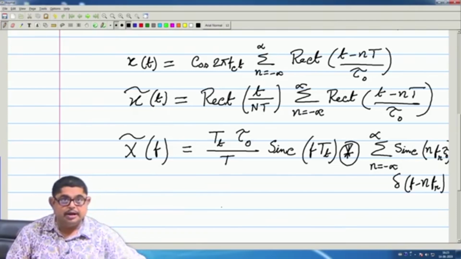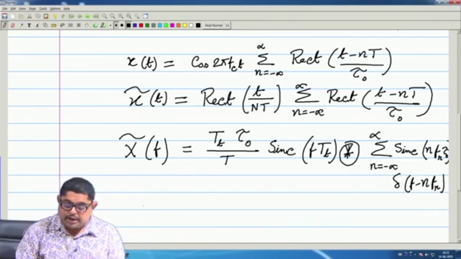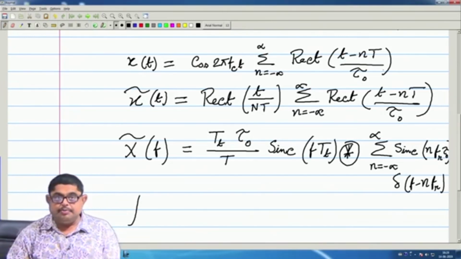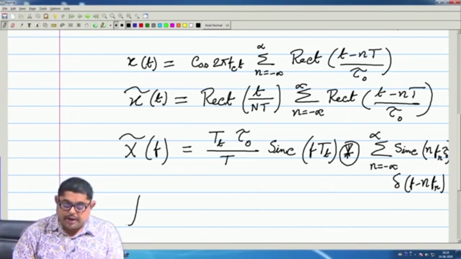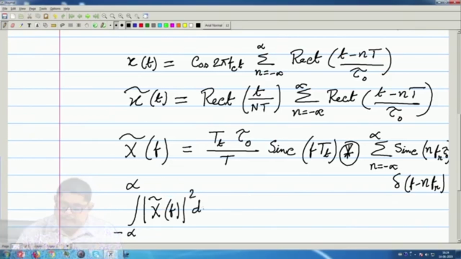So, total energy for this signal we can easily calculate. This is the beauty: instead of finding the thing here, we can find the total energy, which will be the integral from minus infinity to infinity. If we do this, it will come simply as this.